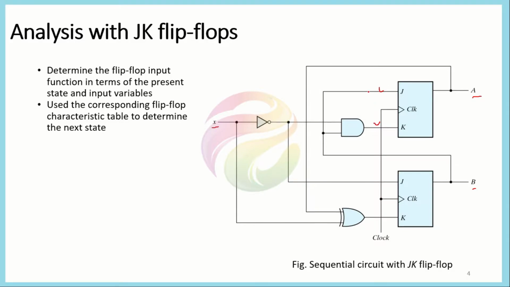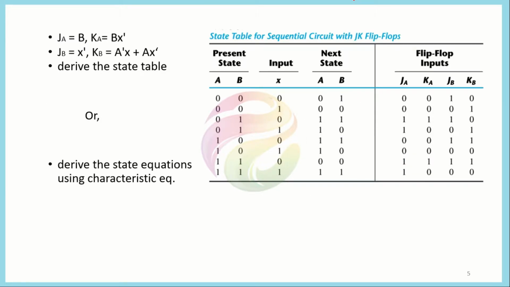For all these points, we can easily determine the equations of the JK inputs for each flip-flop, and we can represent them in this form. The input for the first flip-flop, JA, is equal to B, while KA is equal to B times X complement. Similarly, for the second flip-flop, JB is equal to X complement, while KB is equal to A complement X plus A X complement, or the exclusive OR of the two terms.